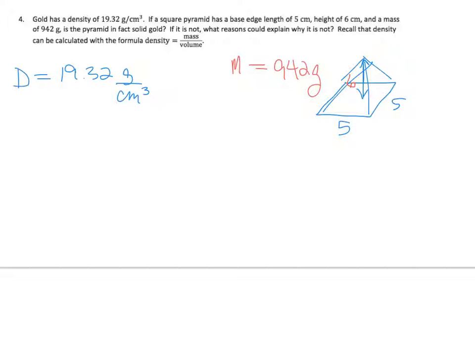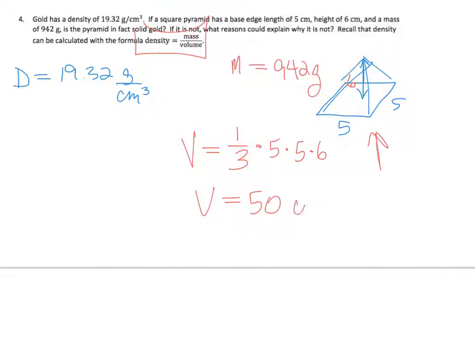Recall that the density can be calculated with the formula density equals mass over volume. So let's figure out our volume of this. We know the mass, we don't know the volume. So if we want to do density of this pyramid, we need volume. So 1/3 area of the base, 5 times 5 times height. So 1/3 times 25 times 6 gives me 50. So volume equals 50 centimeters cubed.